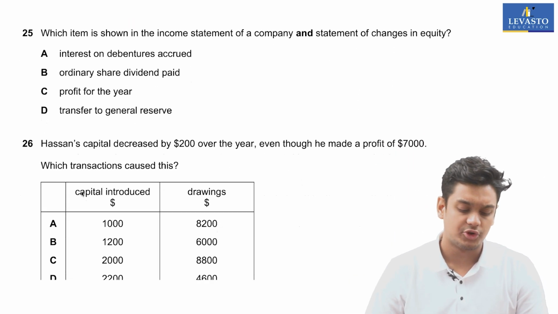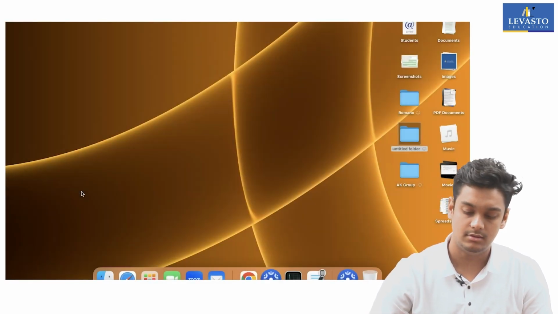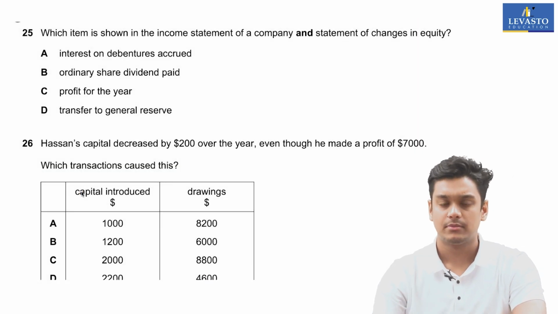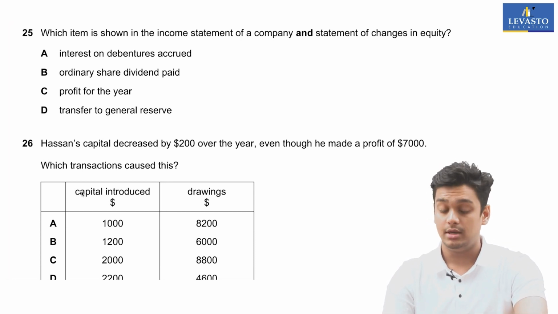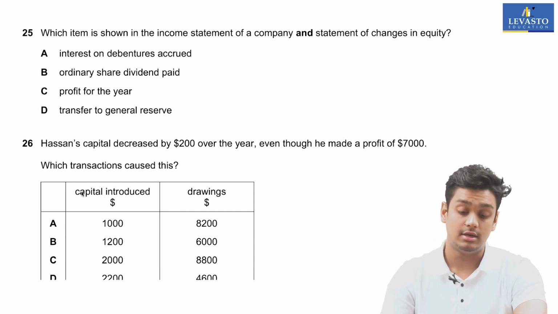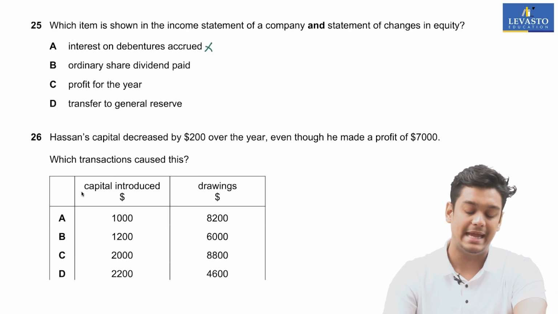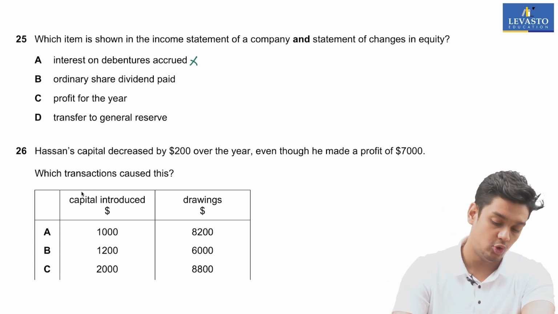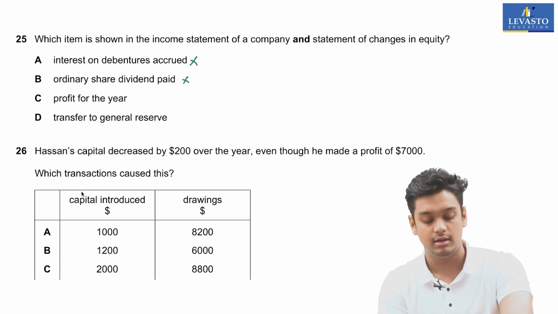25th question. Which item is shown in the income statement of a company and the statement of change in equity? Debenture interest, nope. That is not recorded in the statement of change in equity. That's a non-current liability. Ordinary share dividend paid, nope. That's not recorded in the income statement. Yeah, it's not a trading activity.